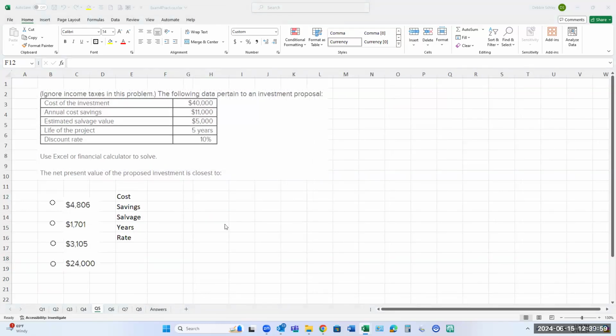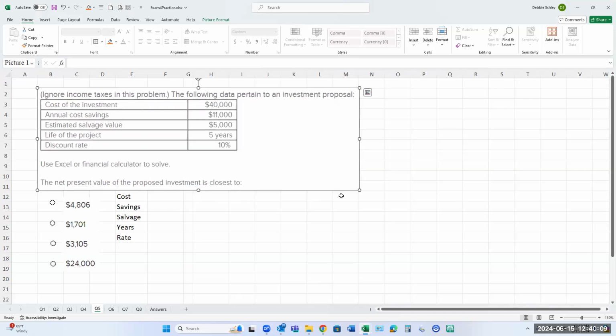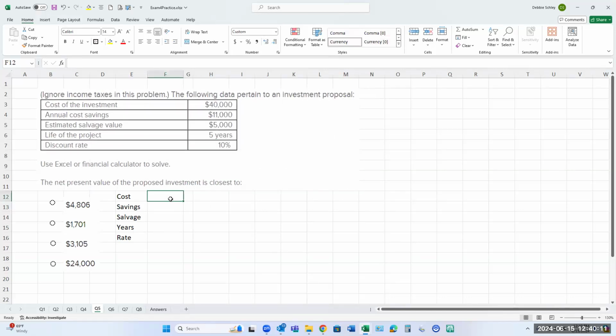Question 5. Ignore income taxes in this problem. The following data pertain to an investment proposal. The cost of the investment is 40,000. The savings annually is 11,000. Estimated salvage value is 5,000 in 5 years with a 10% discount rate. Use Excel or a financial calculator to solve the net present value of the proposed investment.